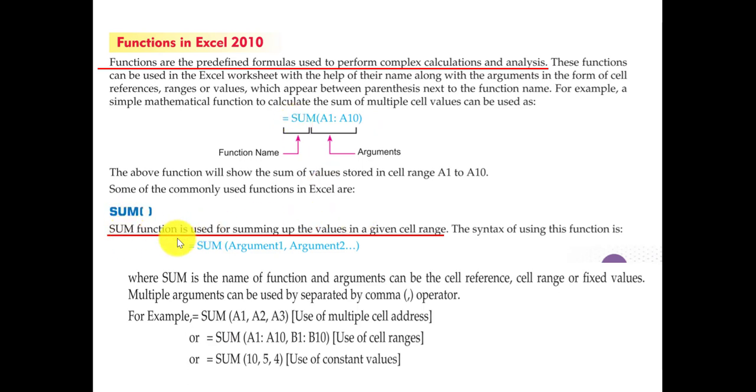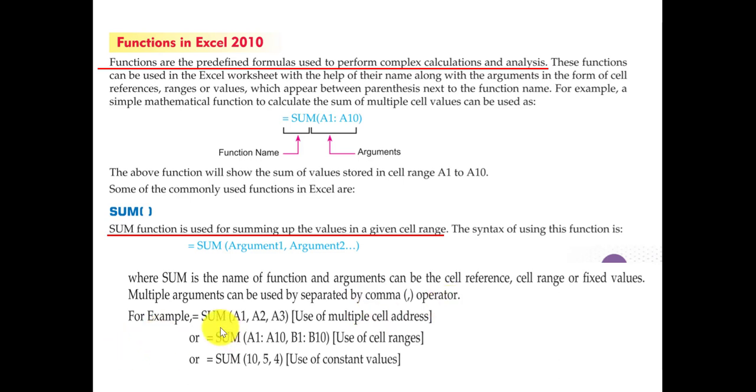SUM function is used for summing up, or adding up, the values in a given cell range. Syntax is equals to SUM, bracket start, argument 1, comma, argument 2; it could be n number of arguments. Here SUM is the name of the function, and arguments can be cell references, cell ranges or fixed values. Multiple arguments or multiple numbers can be used with the comma operator.